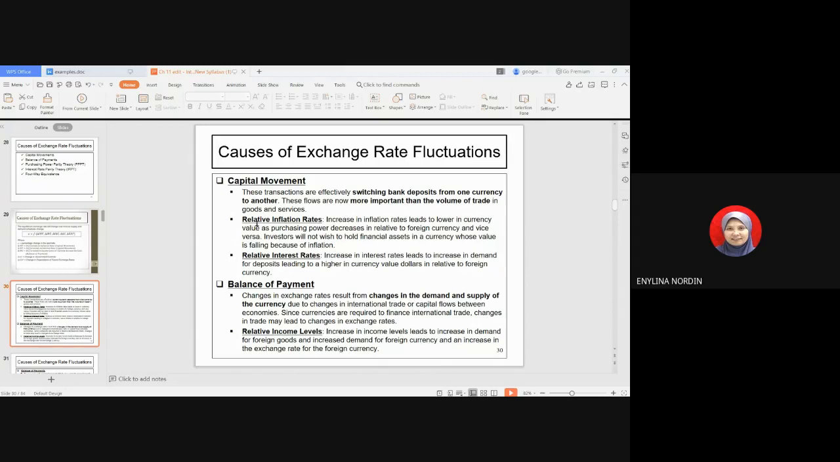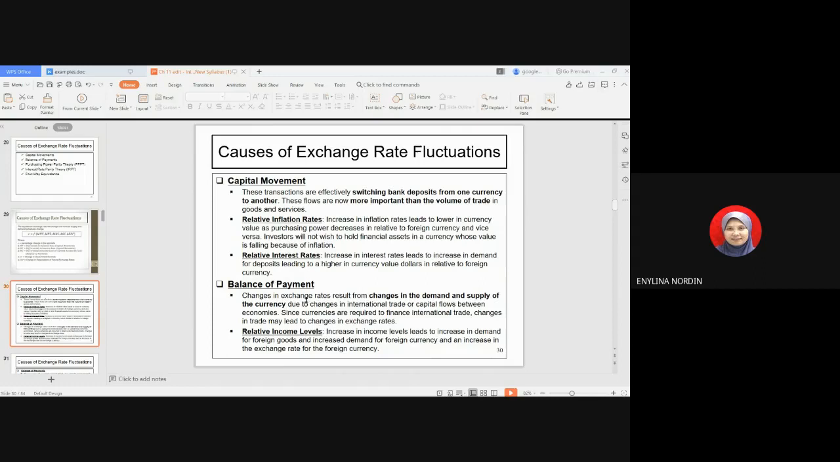For example, a country with a lower inflation rate will lead to an appreciation of the currency. That means the currency will appreciate if the country has a lower inflation rate. Why is that? Because during periods of lower inflation rate, the prices of goods and services increase at a slower rate, so this will make the currency appreciate.